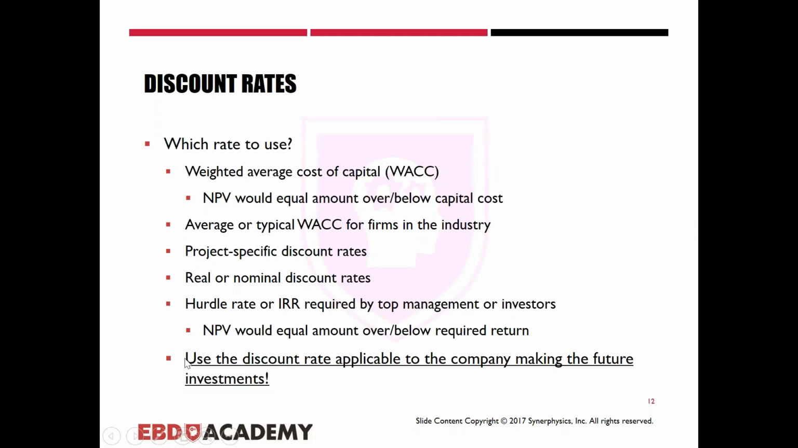Now, what's very important, though, is this last bullet underlined. Use the discount rate applicable to the company making the future investments. And what this means is, if you're a sell-side company, let's say a biotech company, and you plan to take your preclinical program, license it out to a larger company, let's say a big pharma company, and the big pharma company is going to do all of the development. They're going to pay for all of the buildup of the sales force and the commercialization. Basically, all of the future cash flows are coming from that partner, the bigger company. You will use the discount rate for the bigger company, not your own.